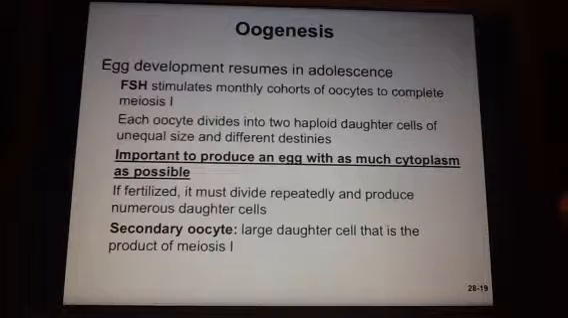The reason for this is to have an egg with as much cytoplasm as possible. At the end of meiosis 1, you'll see one big cell and one little tiny one. That's called a polar body. If the egg is fertilized, it has to divide repeatedly and soon produce numerous daughter cells, so that's why as much cytoplasm as possible is a benefit. We call the large daughter cell that is the product of meiosis 1 the secondary oocyte.